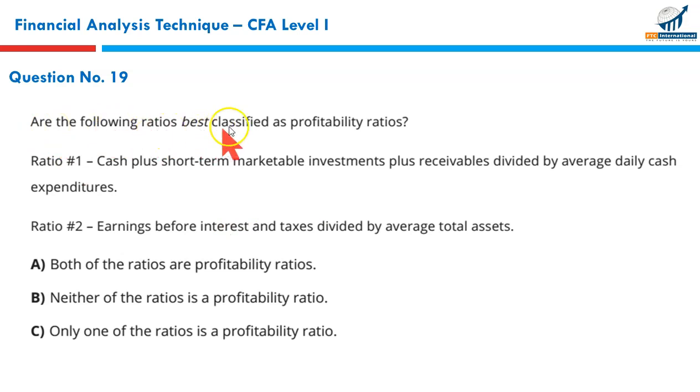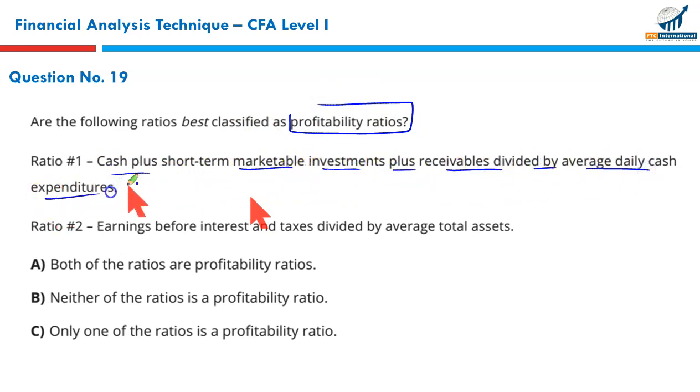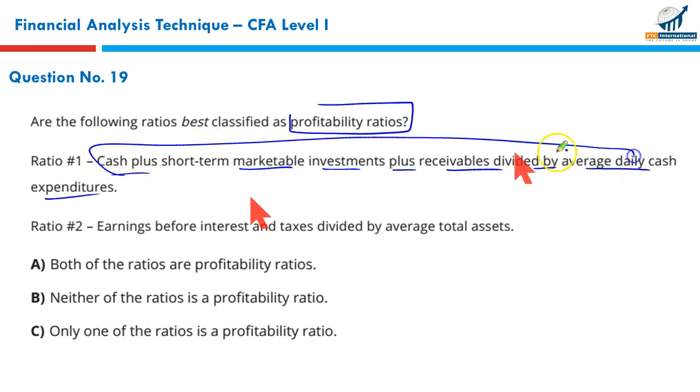Are the following ratios best classified as profitability ratios? Ratio 1 and ratio 2. Let us see. Cash plus short-term marketable securities. We are talking about profitability ratios. Cash plus short-term marketable investments plus receivables divided by average daily cash expenditure. This represents the cash available divided by your daily cash expenditure. It's a measure of liquidity. How much cash do you have to meet your daily expenditures? It's not the measure of profitability. It's the measure of liquidity.